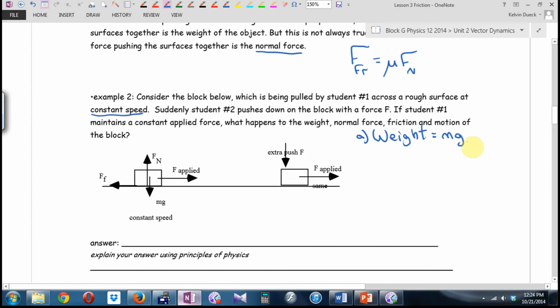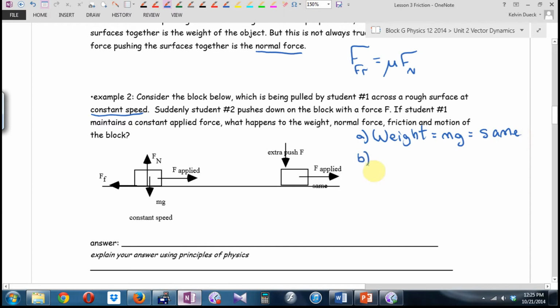When this student pushes down on the bench, does the mass of the bench change? So does the weight of the bench change? And this is why we don't describe friction in terms of mg. Let's say the weight equals, the same, unchanged.